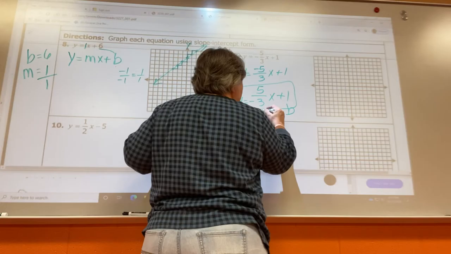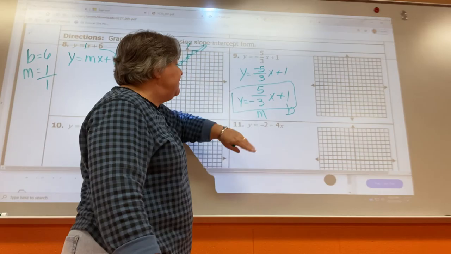Okay, moving on, we're going to graph each equation using the slope-intercept form, okay?